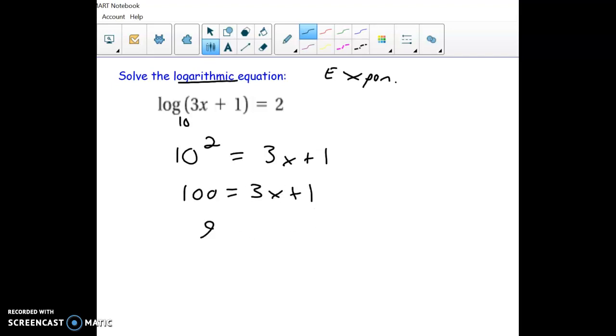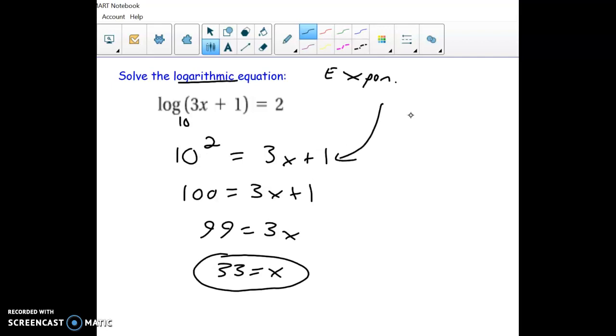then -1, and then divide by 3. Okay, and we get 33 as our answer. Again, if you're not sure, plug it back in up here, and you can check to make sure that it's right. But this one, we started with log and switched it to exponential form, right? That was the switch forms. We did it right away.